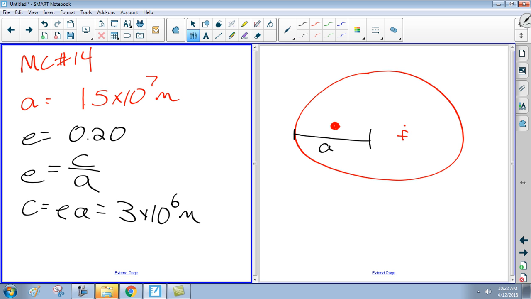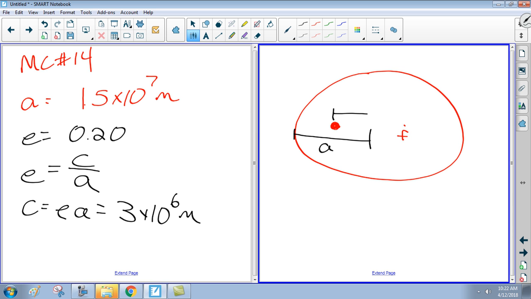Now be careful, what is C? That's the distance from the center to the object. It's the distance between the center and your focal point.